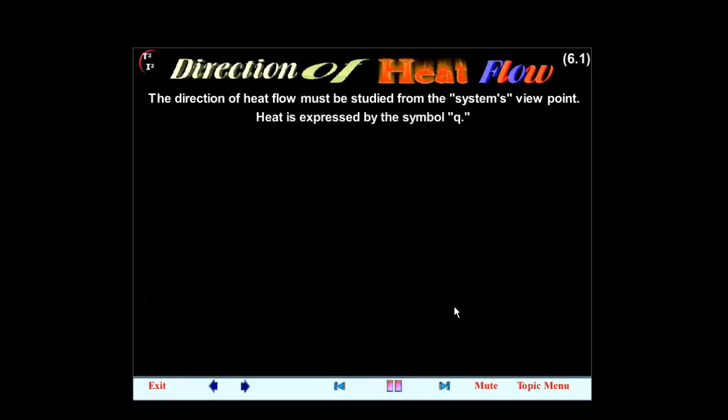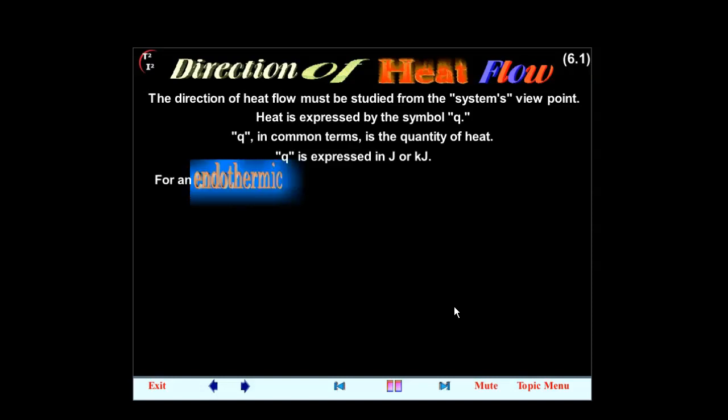Heat is expressed by the symbol Q. Q, in common terms, is the quantity of heat. Q is expressed in joules or kilojoules. For an endothermic process, Q is greater than 0, or Q is positive.